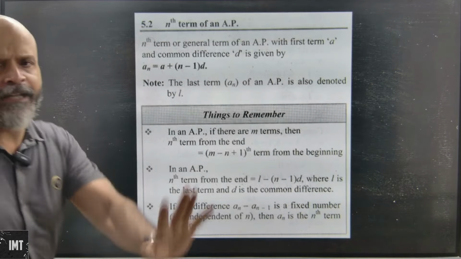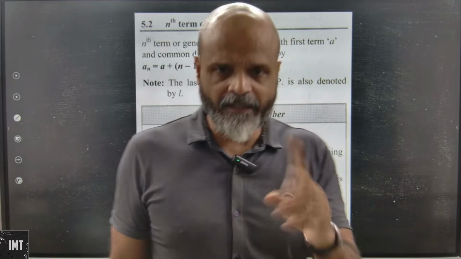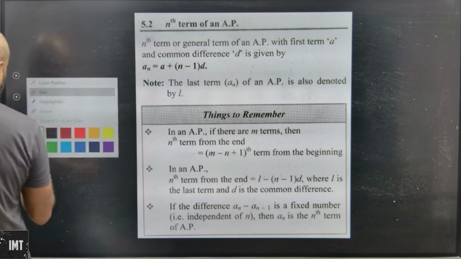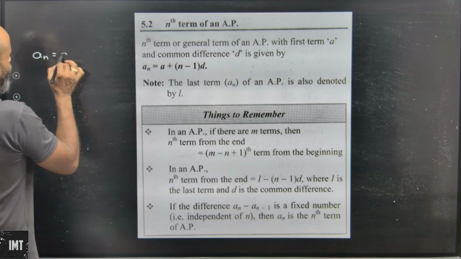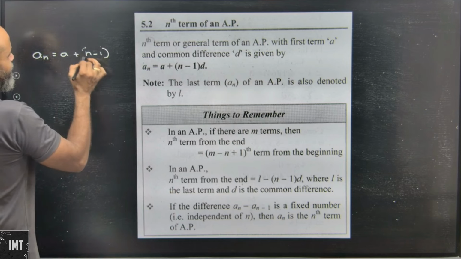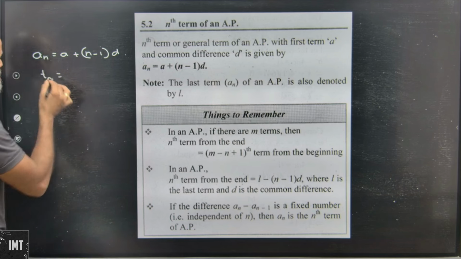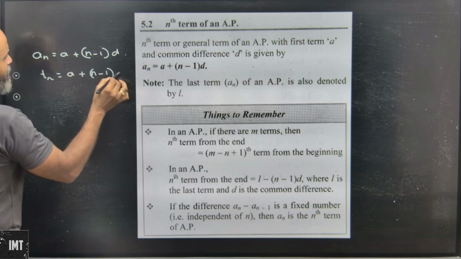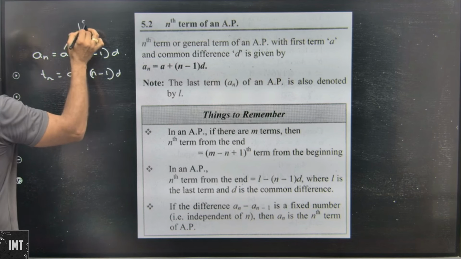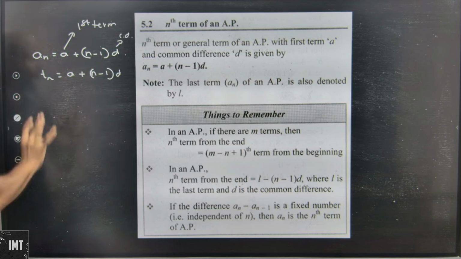We see in AP, we have generally three formulas. The last one we will discuss. So the three formulas, what are they? One is a_n, that is the nth term of an AP, which will be given by a + (n - 1)d. In some books it is written as the nth term T_n, that will also be a + (n - 1) into d, where a is the first term, and d is the common difference. This is the first formula.